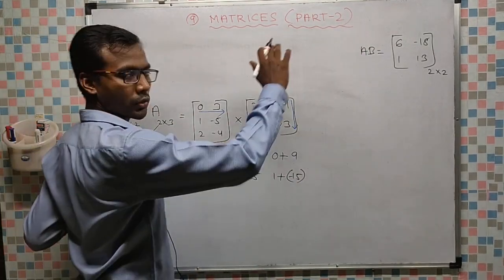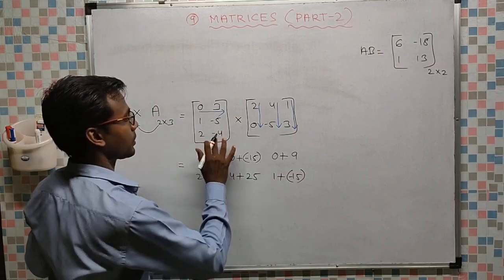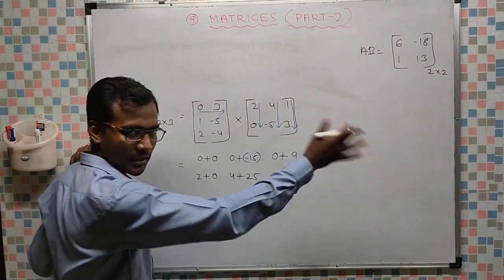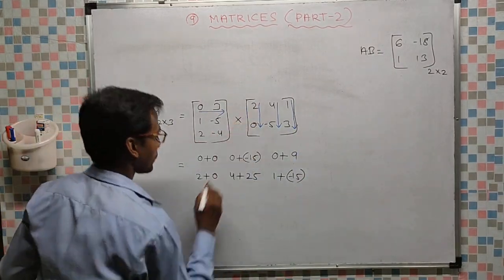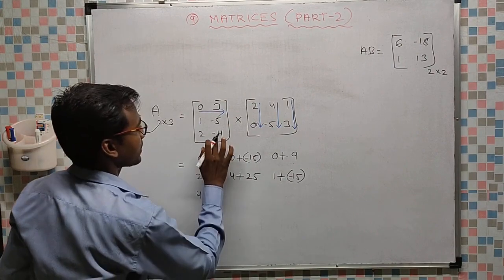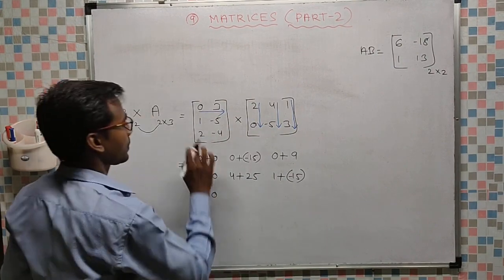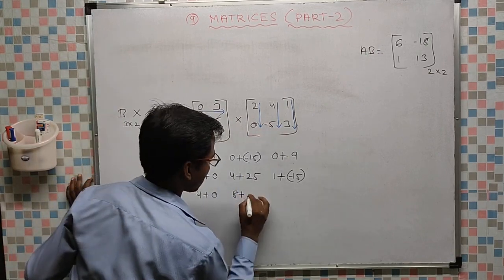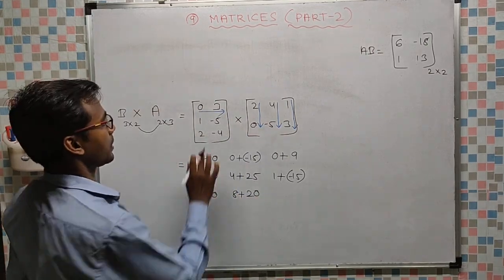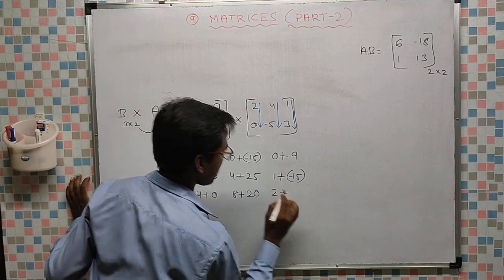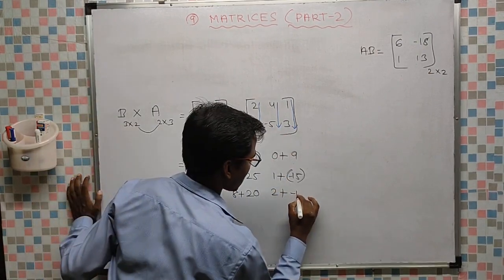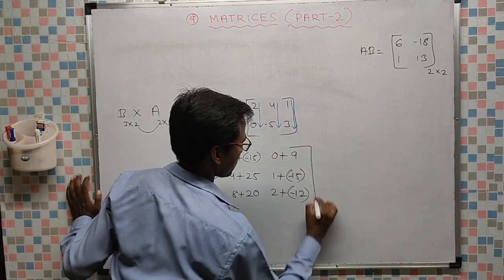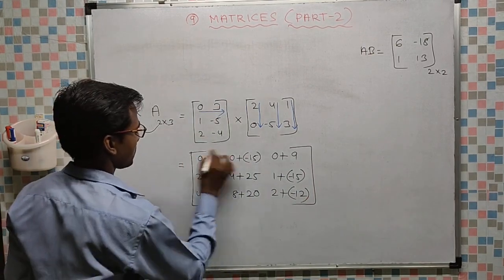Now third row into each column. Third row will be multiplied with each column of the second matrix. So 2 into 2 is 4. Minus 4 into 0 is 0. 2 into 4 is 8. Minus 4 into minus 5 is plus 20. 2 into 1 is 2. Minus 4 into 3 is minus 12.